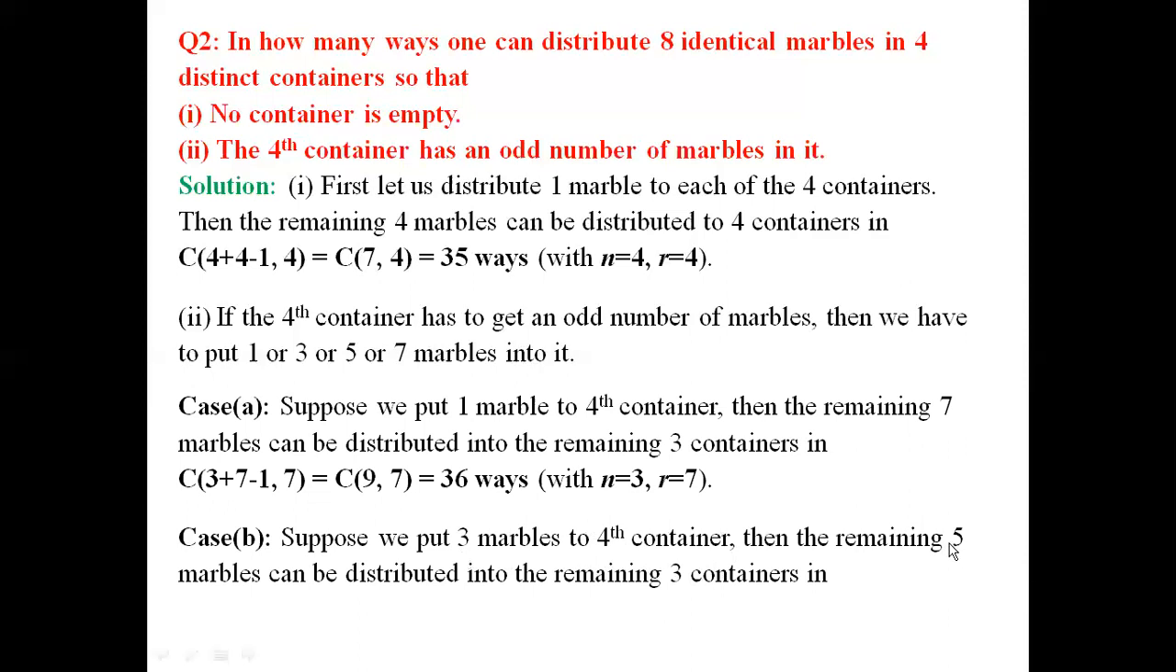So the remaining is 5 more marbles, and that has to be distributed to the remaining 3 containers. This distribution can be done in C of 3 plus 5 minus 1 comma 5 ways. That is 7C5, which is equal to 21 ways. Here we have considered n equal to 3 and r equal to 5. We are distributing 5 marbles, so r equal to 5. We are distributing that to the 3 distinct containers, so n equal to 3.